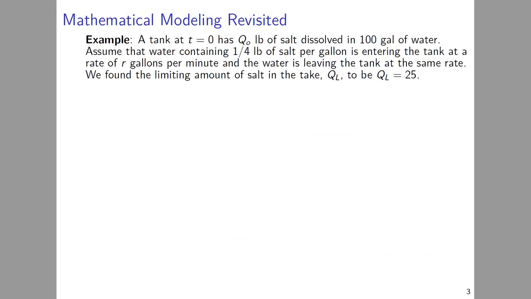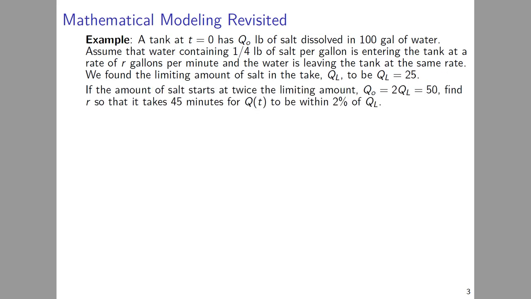Now let's look at a slight variation on our problem. Suppose that we have the same setup as before, and we found the limiting amount to be 25. But now let's add a new condition. If the amount of salt starts at twice the limiting amount, q naught equals 2 times ql is 50, I want to find the value of r, the rate at which water should come in and go out, so that it takes 45 minutes for q of t to be within 2% of ql. Remember, the amount of salt in the tank will never quite reach that limiting amount, but we want to be within 2% of it.